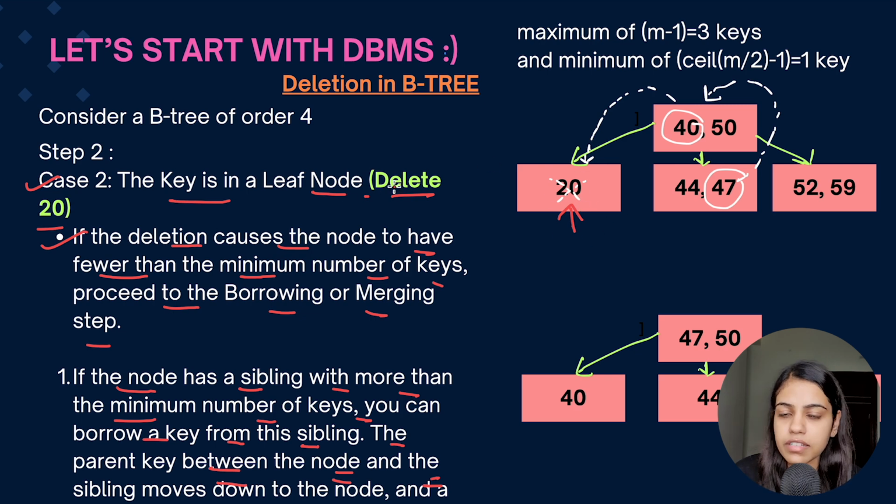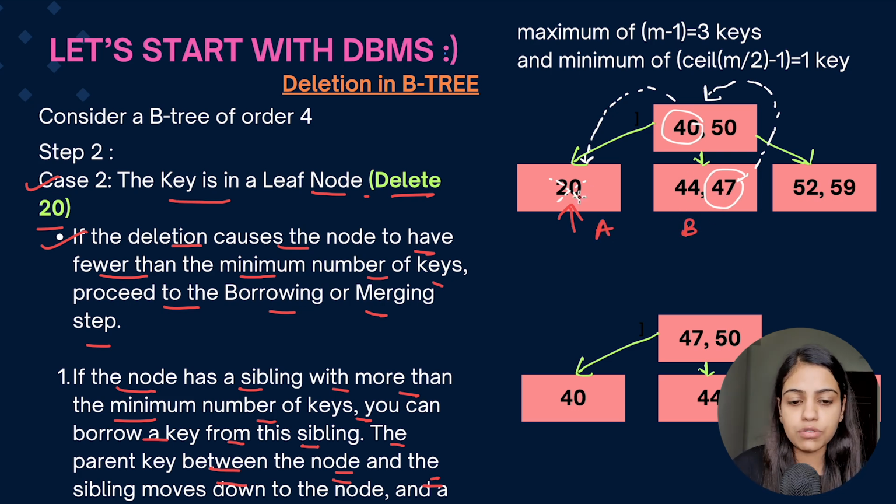So there are no siblings in the left, there are some siblings in the right. Now I'll see if the sibling has more than the minimum number of keys. The minimum number of keys is 1 and the sibling has 2 keys, so we can borrow 1 key from this particular sibling. This node A can borrow a key from node B so it can maintain the minimum number of keys. So this particular borrowing happens via the parent node.